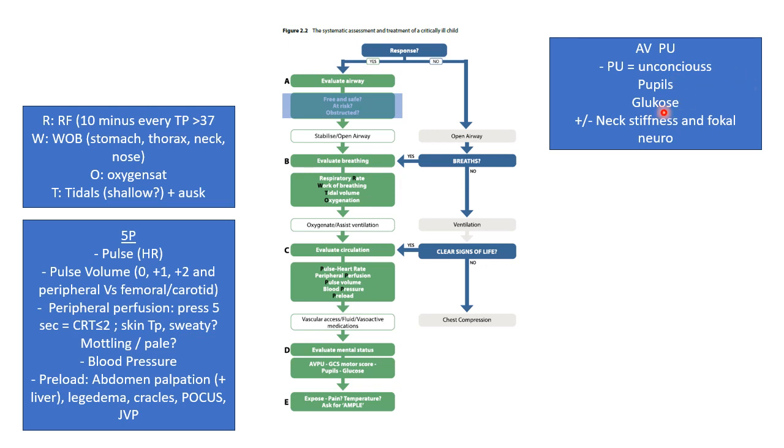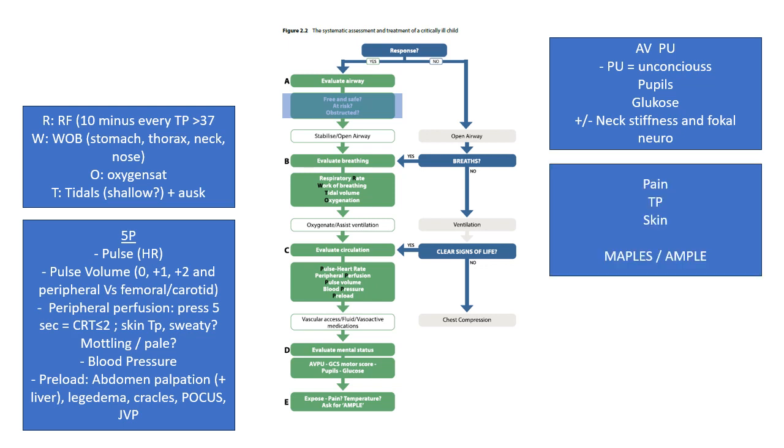And also neck stiffness is not part of this, but I think it's important to check that if it's not a trauma, and then glucose. Usually a venous blood gas at this point is good, but sometimes you don't get that. In children, you'll get a capillary gas, or you can just take a blood glucose. Pain, in the E, you'll check for pain, temperature, and skin, and then you'll do the MAPLES just to get the background history.